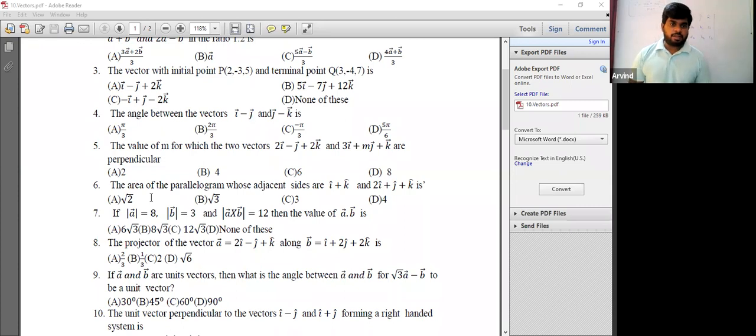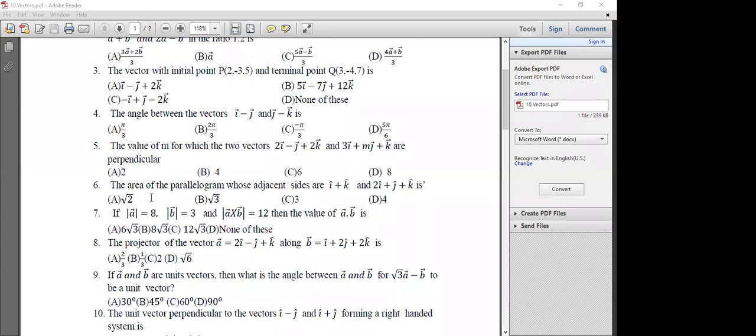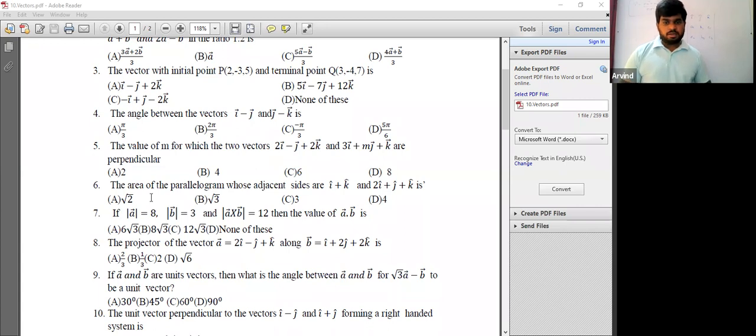Okay, please find the area of the parallelogram whose sides are I cap plus K cap and 2I cap plus J cap plus K cap. So here, in place of A1 B1 C1 we have 1 0 1 and the other one will become 2 1 1. If you take it, what do you get? Minus I cap, 1 1 1 1 minus 2 minus 1 plus J cap plus K cap. So this is the A cross B that you get.